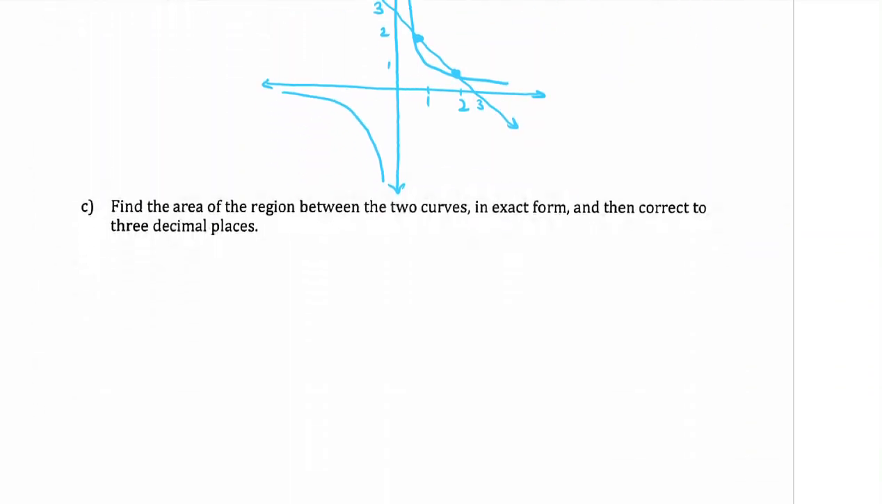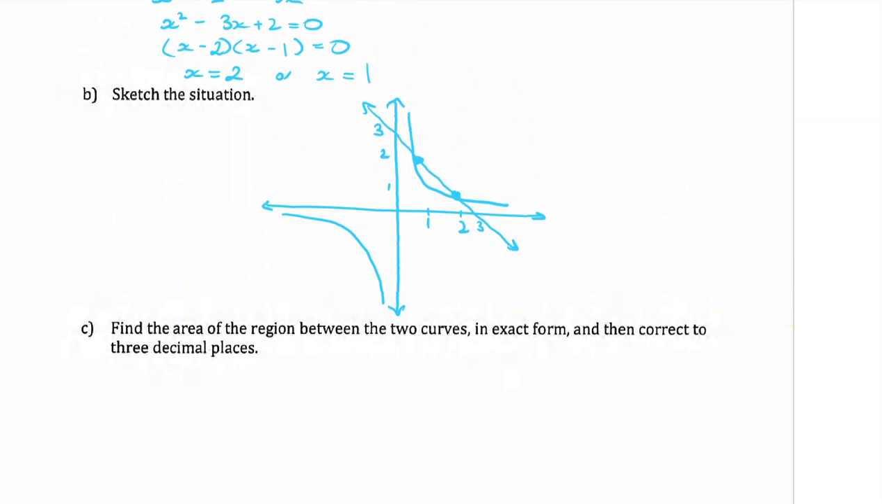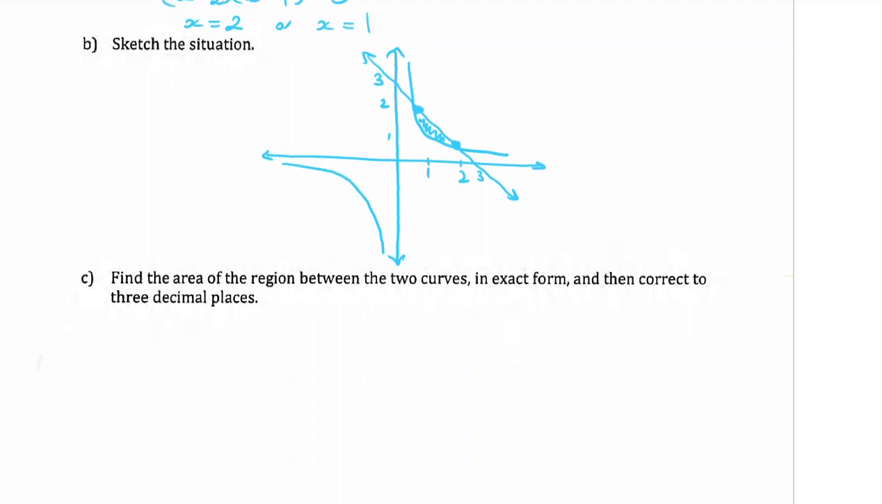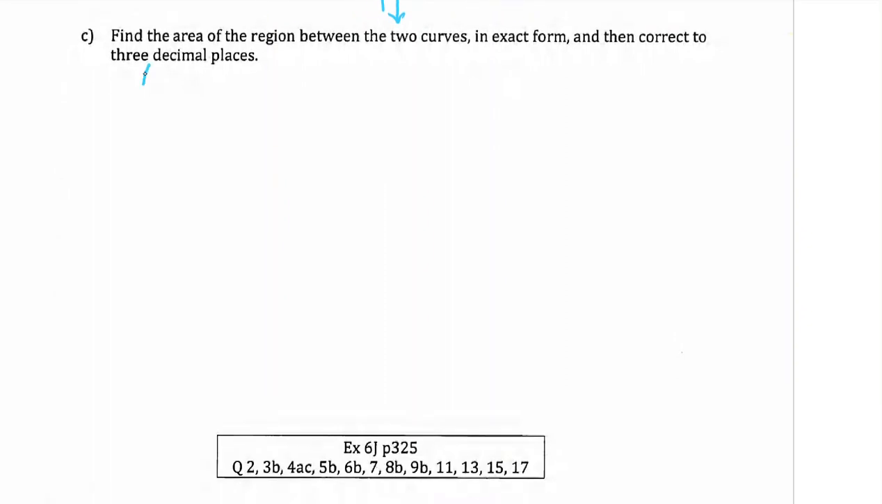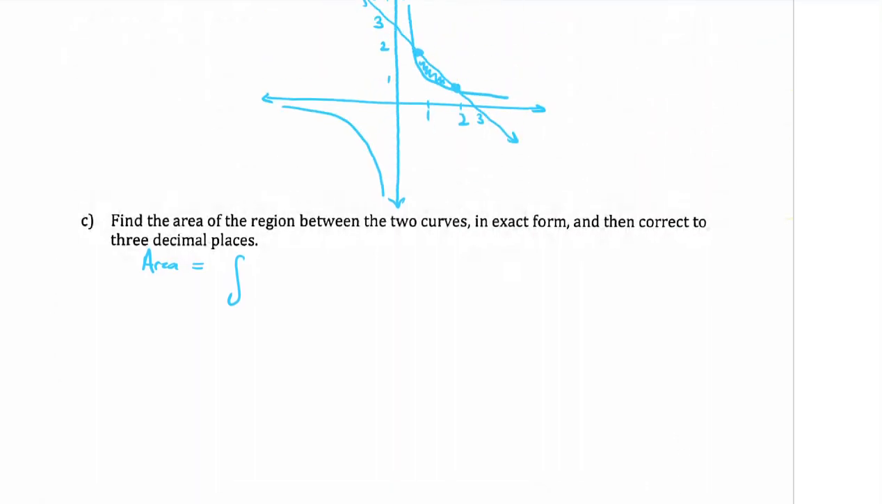Part C. Find the area of the region between the two curves. This tiny little slither in here. Find the area in exact form and then correct to 3 decimal places. How do we find area between two curves? Upper minus lower, good. So area equals, okay, I'm integrating between where and where? 1, 2. So going to the x-axis, my intercepts were at 1 and 2, so 1 and 2.